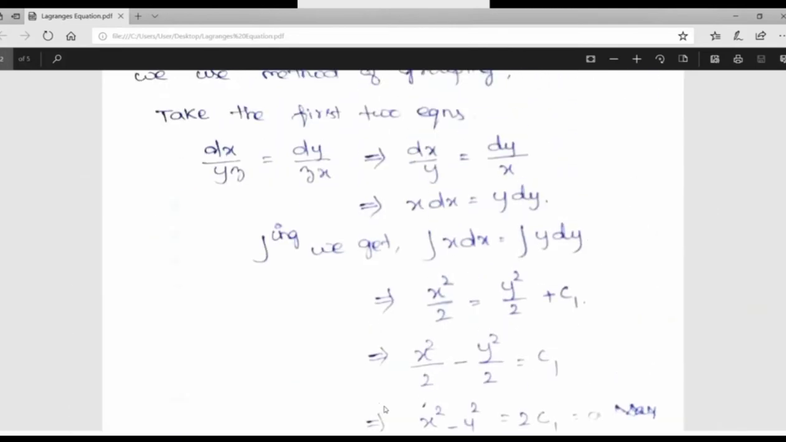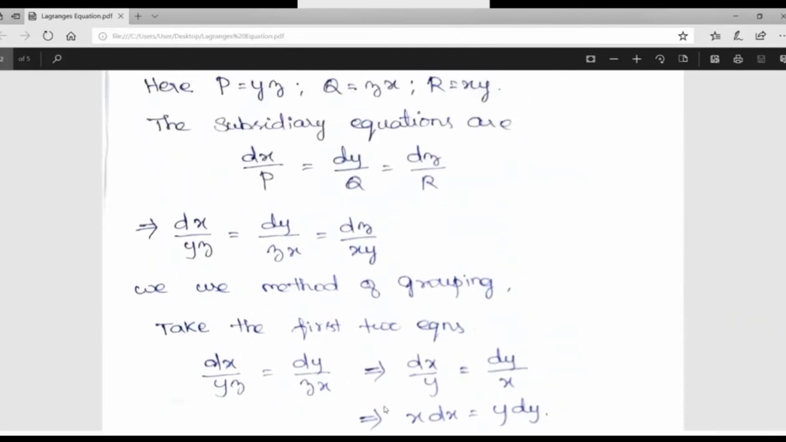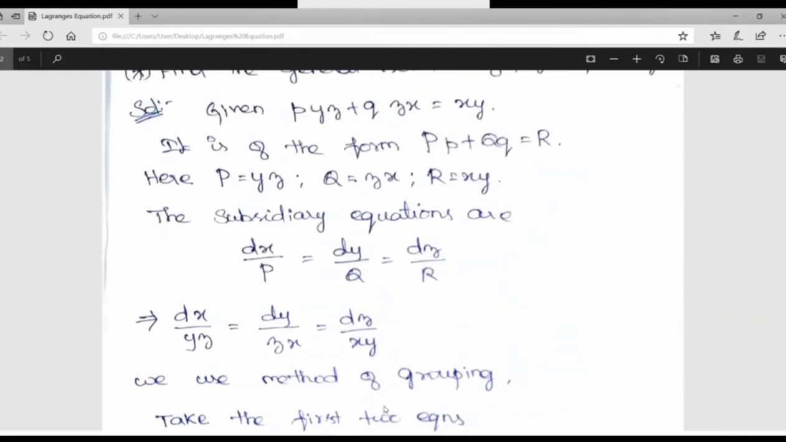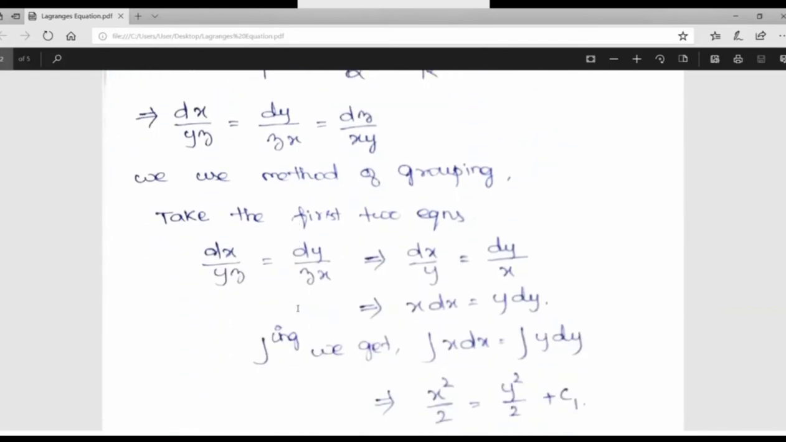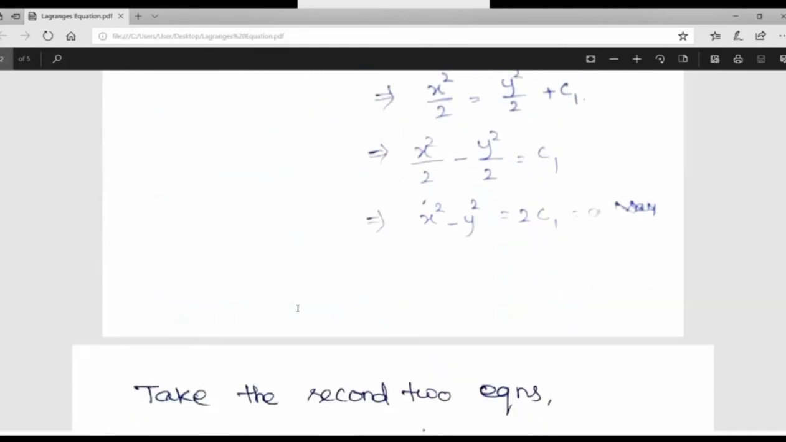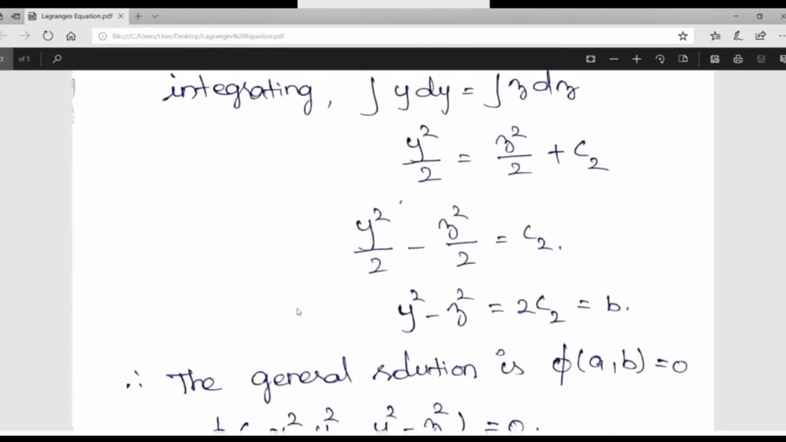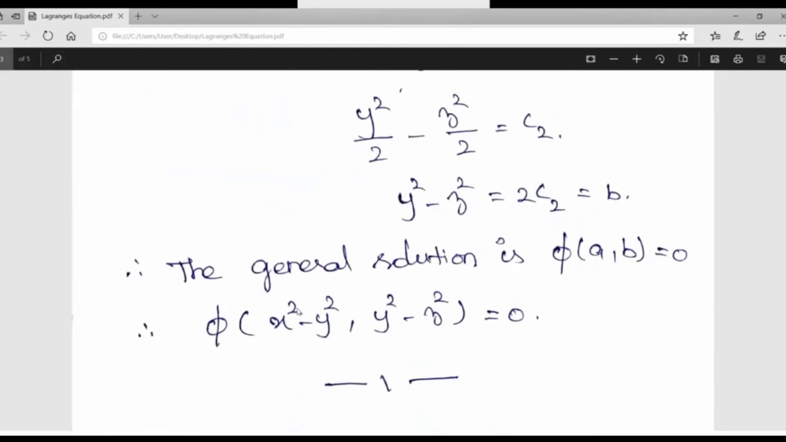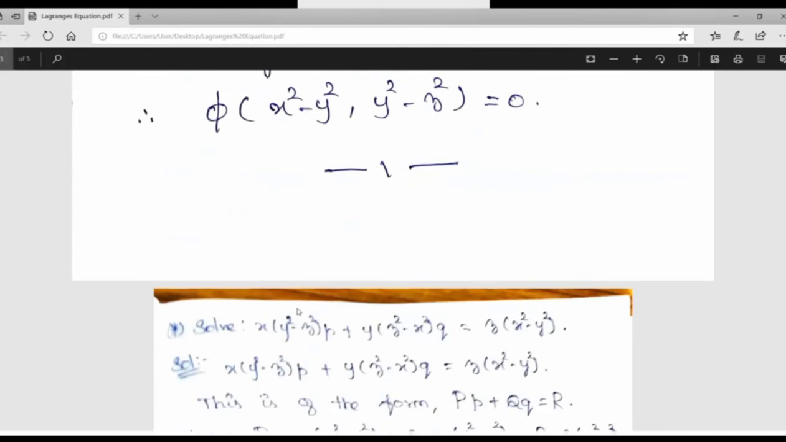So initially we have to identify, this is nothing but the method of grouping. Grouping means you have to identify what values we are getting for capital P, Q and R, and we have to substitute in our subsidiary equation. Any two terms we can combine, integrate, and we'll get one solution. Another two terms if you combine, you will get another solution. All those things we have to write in the form of phi of a comma b equal to 0. We will be getting the solution for our PDE.